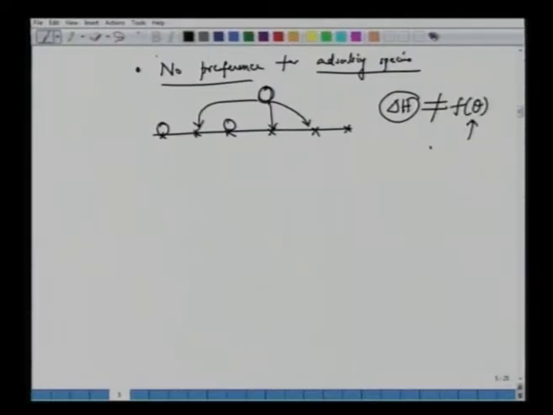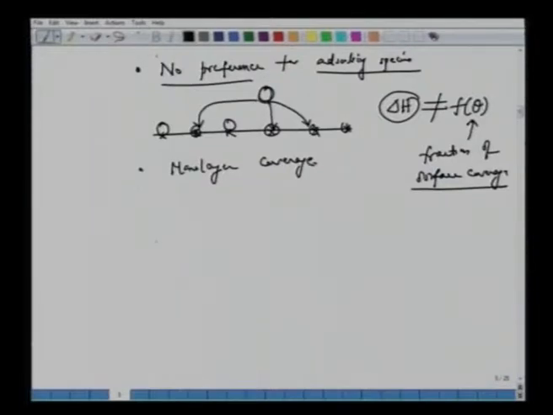Theta is the fraction of surface coverage. Alright, so the molecules which come here, there is no preference. Heat of adsorption is constant. So these are the two main postulates: one is no preference for adsorbing species, and the other, of course, is monolayer coverage.